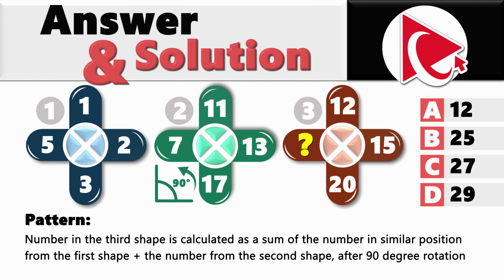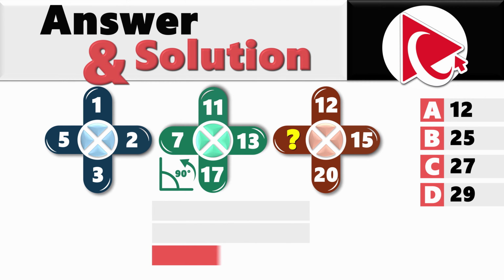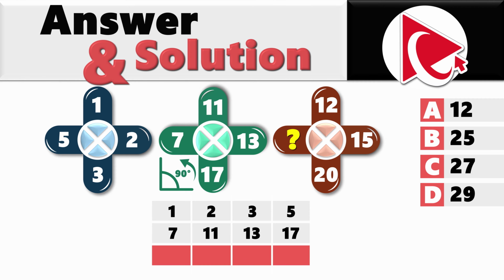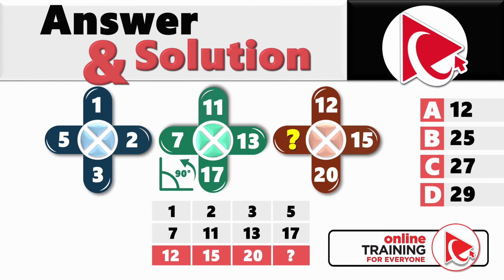Let me explain it to you in 3 simple steps. Let's build a simple table. Each shape has 4 numbers, which means that our table would need to have 4 columns. The first row will have numbers from the first shape. The second row will have numbers from the second shape. And then the third row will have the calculated numbers.